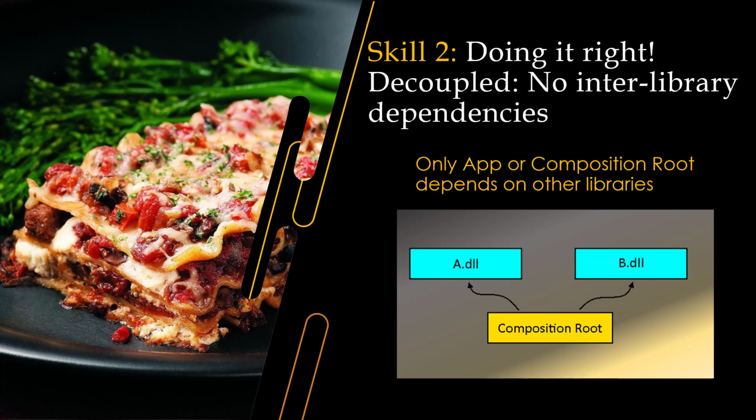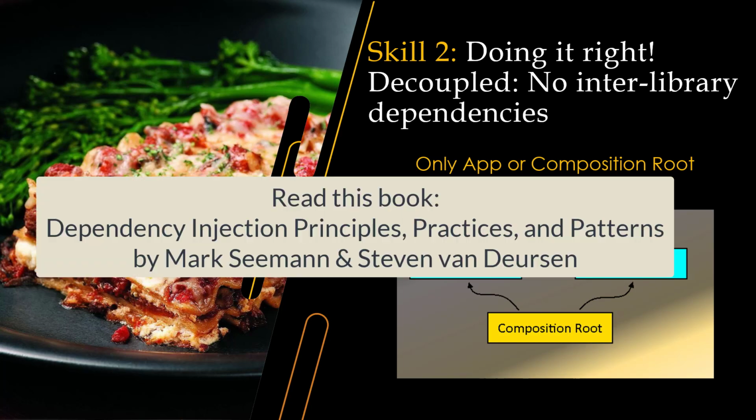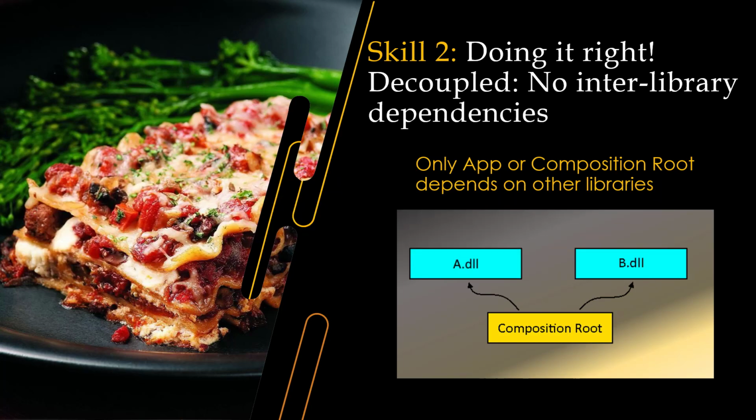So, doing it right, decoupled, no interlibrary dependencies. Here we have a nice little diagram that shows your app. We're going to call it the composition root. The reason we're doing that is the composition root is usually your application root. It's usually where you compose all the objects and hook them together. It's a very important concept in dependency injection and inversion of control. If you're not aware of the composition root, I suggest you look up some books on dependency injection and inversion of control. But until then, if you notice, there is no line connecting A.dll to B.dll. They are just not connected at all. But the composition root depends on both of them. That is doing it right.